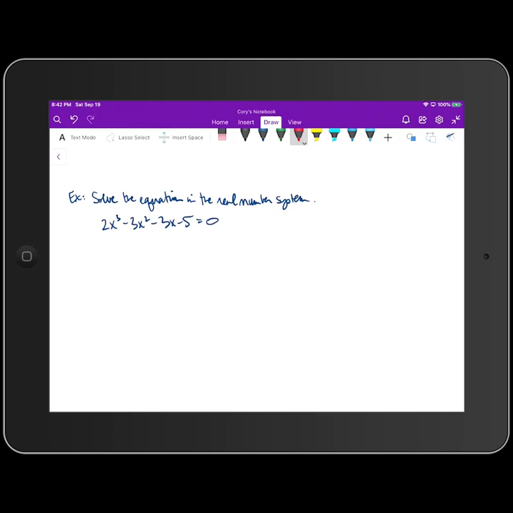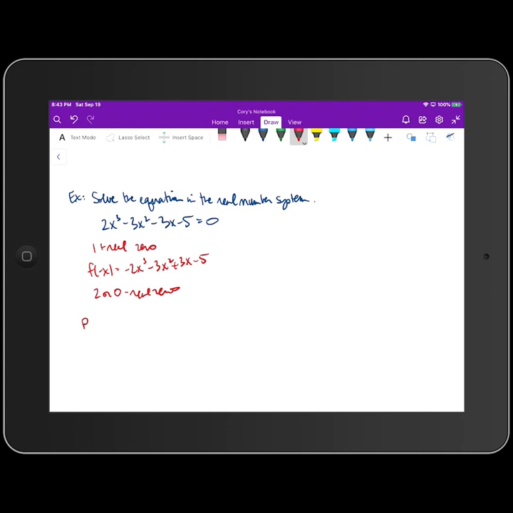Okay, so with this one, we're counting sign variations for f, so there is only 1, which means there's one positive real zero. When we do sign variations for f of negative x, that's going to become negative 2x cubed minus 3x squared plus 3x minus 5, which means when I count sign variations there are 2, which means that there are 2 or 0 negative real zeros.